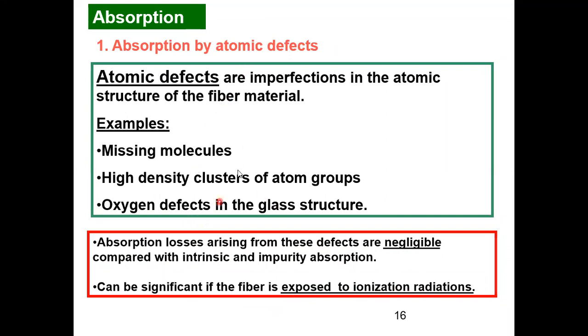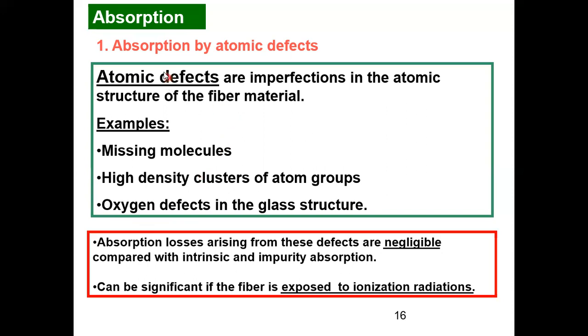See, all these defects are there in the fiber. Suppose there is a missing molecule, high density of atoms, oxygen defect, but still what they are saying is, if such a defect is there in the fiber, the absorption loss due to these defects is less compared to the other two, meaning intrinsic absorption and extrinsic absorption. And if you see all this, how can I reduce it? Only when my fabrication process looks into all that, so that I have a very sophisticated manufacturing technique. And nowadays we do have all these techniques. That's why the loss due to all these defects is less.